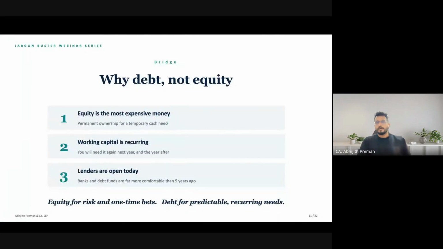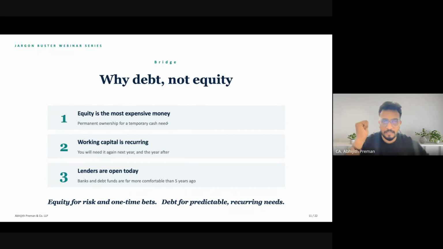Okay. So why debt, not equity for the working capital thing? So for working capital, typically we don't go for equity. There is a reason behind it. First thing is equity is the most expensive money. So most of the people see equity as the cheapest option. Why? Because you don't have to repay, you don't have any interest payment or anything. But you are actually giving your permanent ownership of the company for a temporary cash need. In most of the cases, working capital requirement is temporary. Okay. For that, giving a chunk of your company to someone for lifetime is a foolish thing.